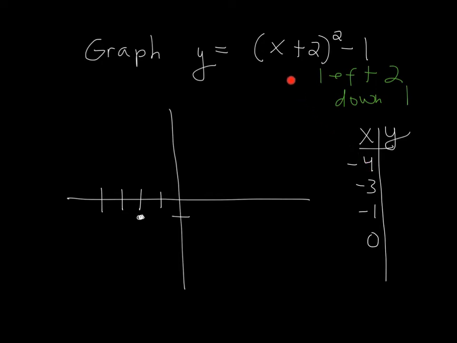Here we go. -4 plus 2 is -2. But when you square it, it becomes +4 because -2 times -2 is 4. And 4 minus 1 is 3. Do it again. -3 plus 2 is -1. But -1 times -1, because it's squared, is 1. 1 minus 1, 0.